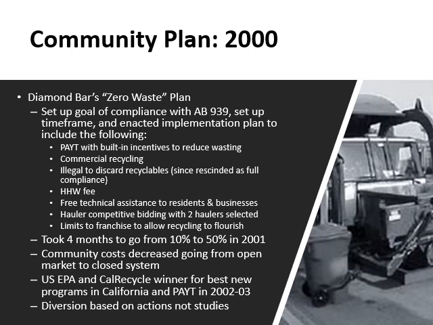So PAYT, pay as you throw, with built-in incentives to reduce wasting. For example, if people backyard composted and they didn't need a green bin, they get a reduction in their monthly rate. Ta-da, light bulb going on. People don't like to pay for something if they're not using it. So that was, I thought, a very innovative type of program.